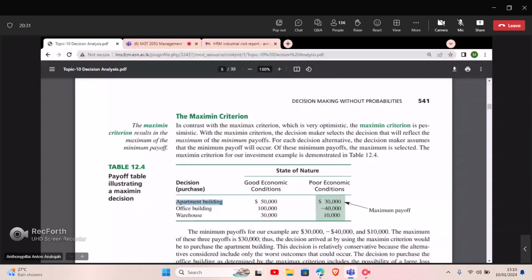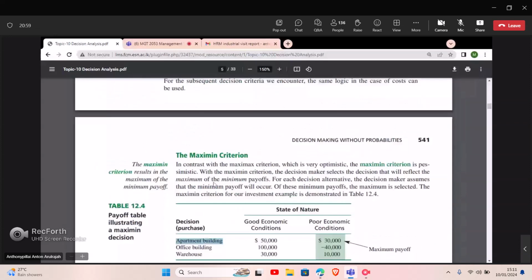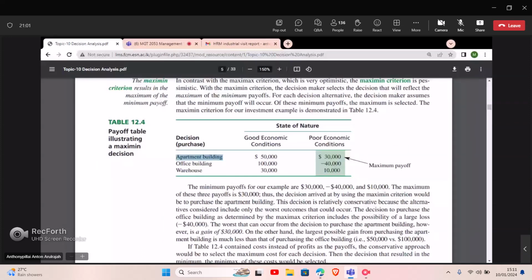So maximin means we have to consider first all the minimums, and among the minimums, we choose the maximum one. That is maximin. Maximax means hold the maximum one, which is the highest one. That is maximax. So you can easily remember that.